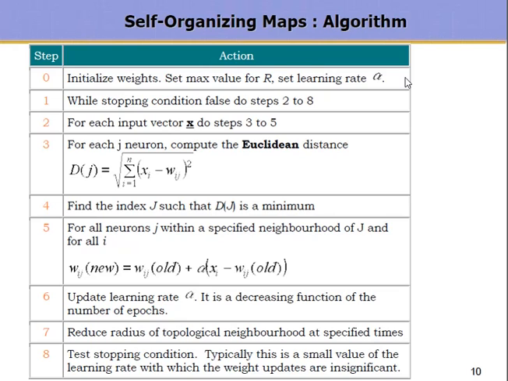So we execute all these steps from 2 to 8 in a loop, and we have a stopping condition, like we have different stopping conditions in different algorithms.